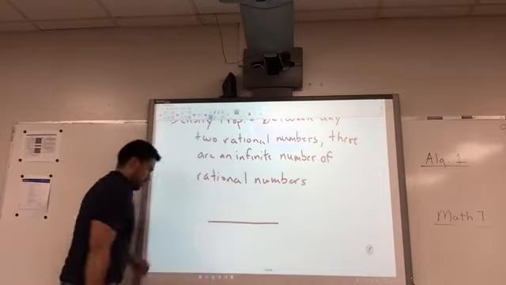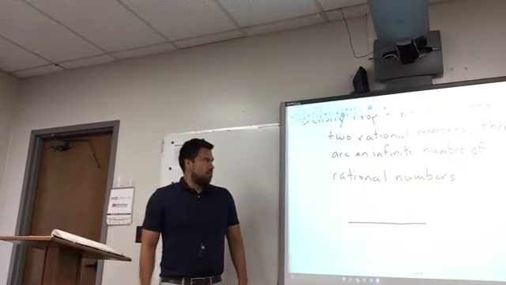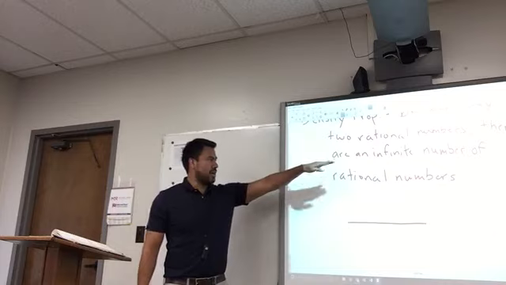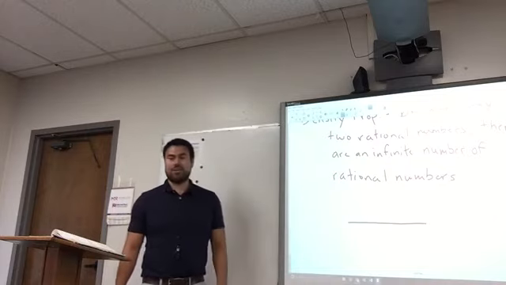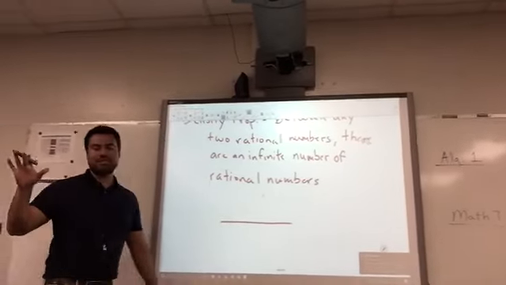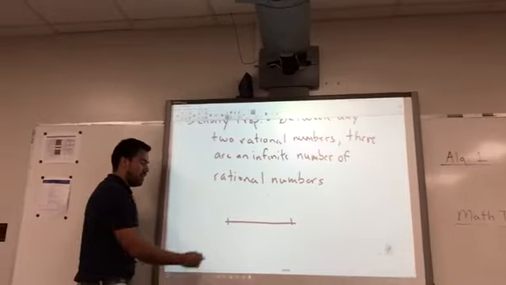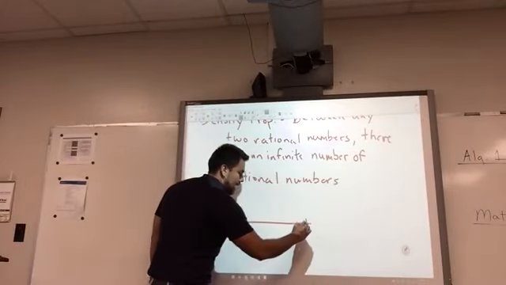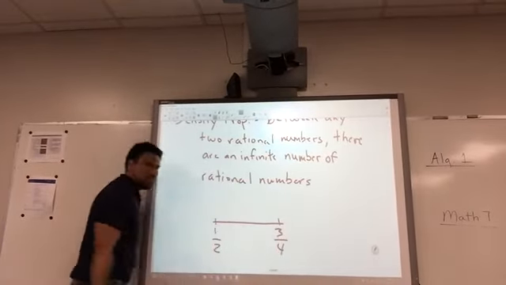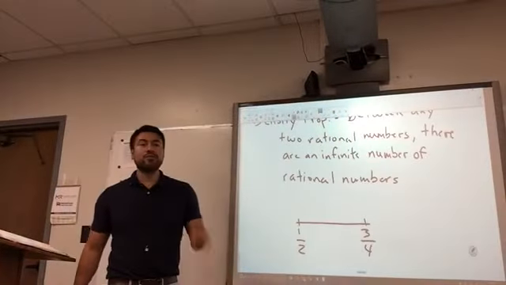I'm going to use the number line again to demonstrate it. There are an infinite number of rational numbers. Let me just show you what that means. We still have 2 minutes because the bells are off, but let me just finish this off. 1/2 and 3/4 are two rational numbers. Are you guys good with that? How many numbers are in between 1/2 and 3/4 that are rational?